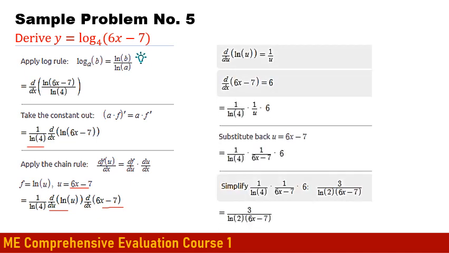So d over du of ln u is simply 1 over u. For 6x minus 7, the derivative is equal to 6. By substituting all of these values into our working formula, we will obtain this. And then substituting back 6x minus 7, we will have this. Then simplifying that equation, we will obtain 3 over (ln 2) times (6x minus 7).